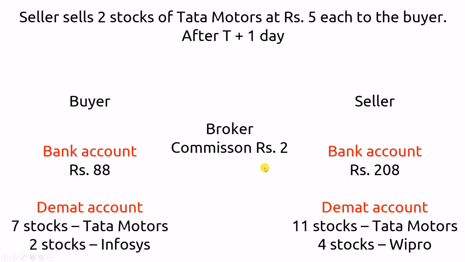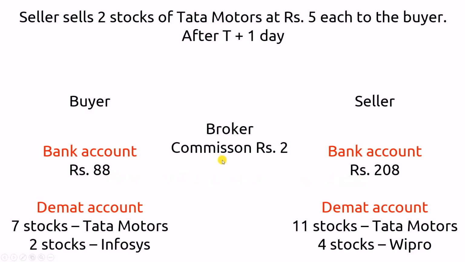So there is only one transaction happening. The seller is selling 2 stocks of Tata Motors to the buyer. That is the only one transaction that is happening. Even though only one transaction happens, both will have to pay commission to the broker. So 2 rupees will be taken from the buyer, 2 rupees will be taken from the seller. Ultimately, this is what will be reflected in the bank account of the buyer and seller.